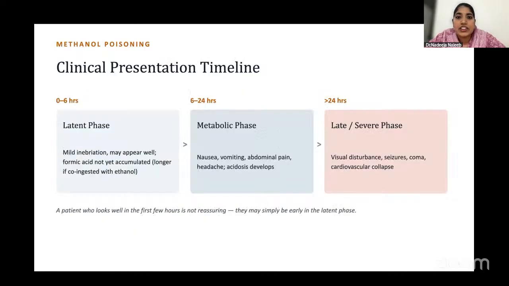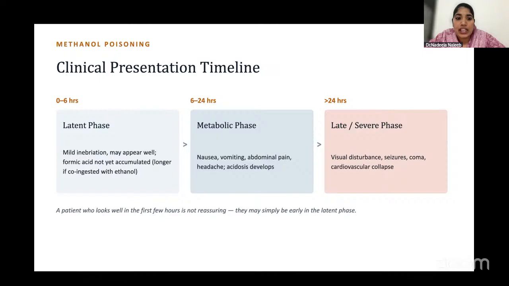Clinical presentation of methanol poisoning. In the initial stage, 0 to 6 hours, the patient can be in a latent phase, can have mild inebriation, and usually appears well. Formic acid has not yet accumulated, and there is not much acidosis. In 6 to 24 hours, the metabolic phase, patients have nausea, vomiting, abdominal pain, headache, and acidosis starts to develop. More than 24 hours later, it is the severe phase, where visual disturbances, seizures, coma, and cardiovascular collapse appear.